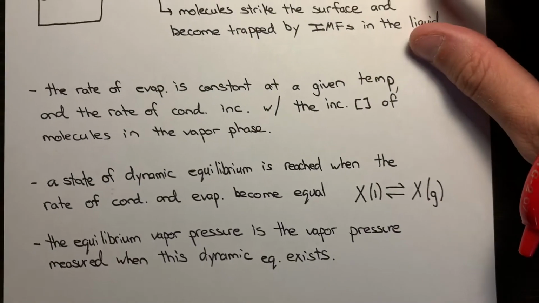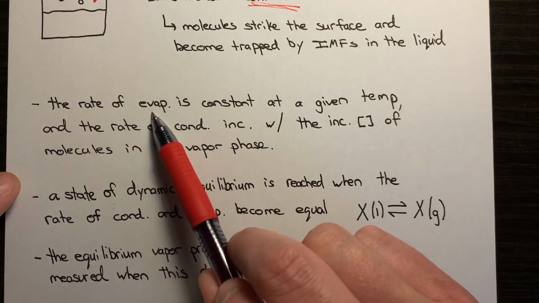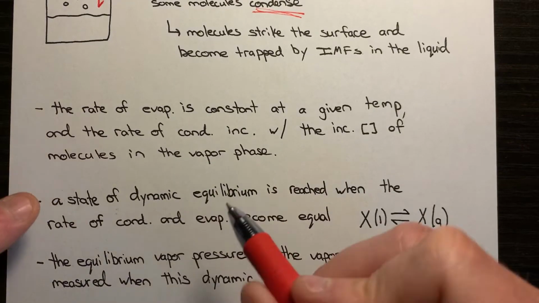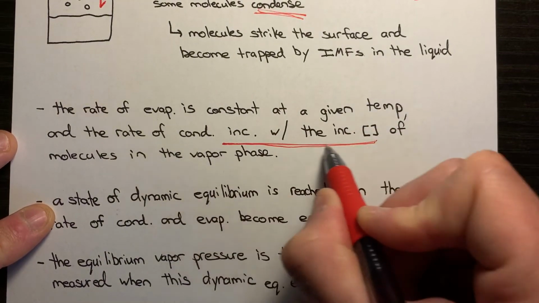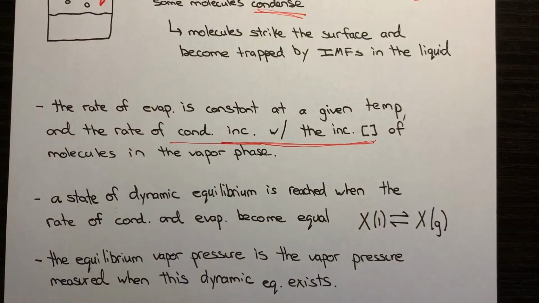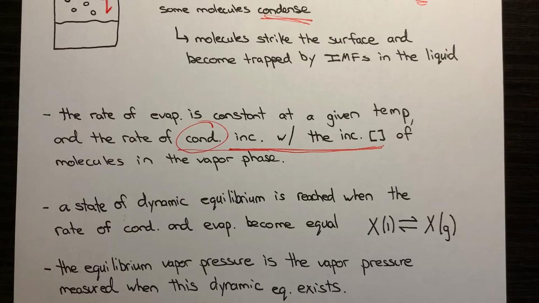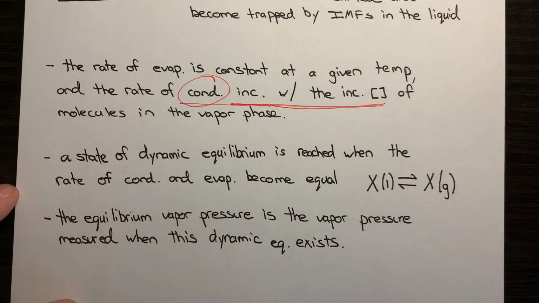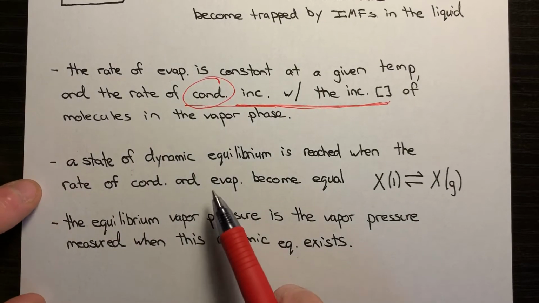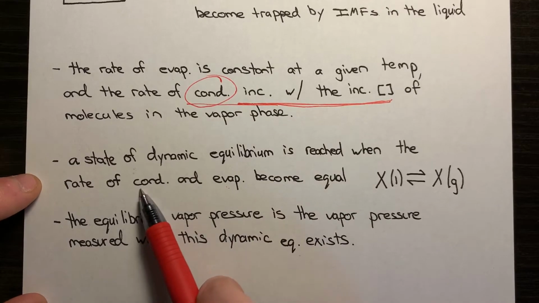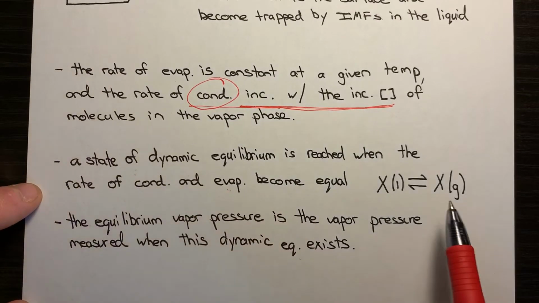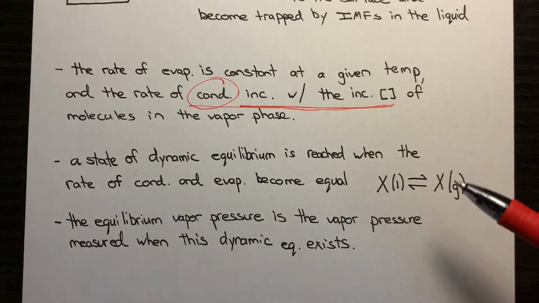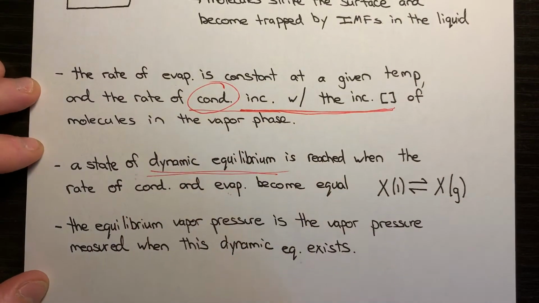Now, for any given temperature, the rate of evaporation is constant. But once this process begins, ultimately, as we increase the concentration of the molecules in the vapor phase, the rate of condensation is going to start increasing. Again, rate is concentration dependent in this case. Eventually what happens is that the rate of evaporation is going to become equal to the rate of condensation. The forward direction of this process is going to equal the reverse direction as far as rate goes. And we call this a state of dynamic equilibrium.